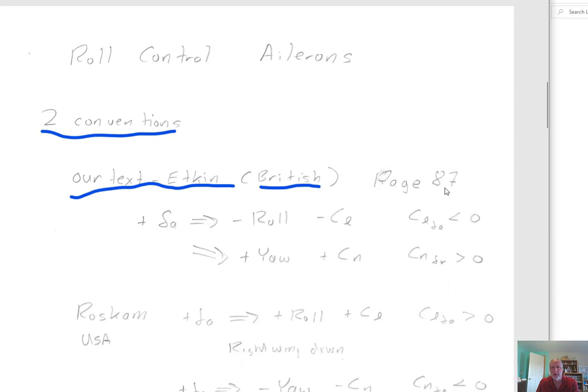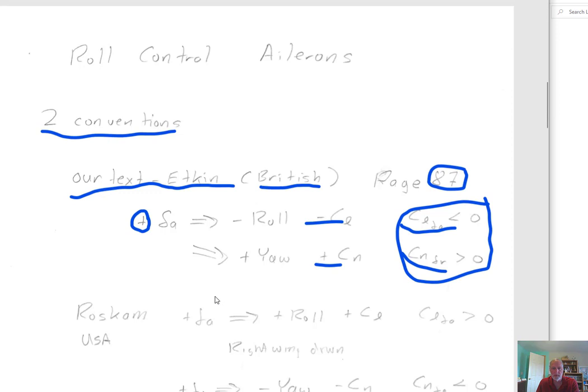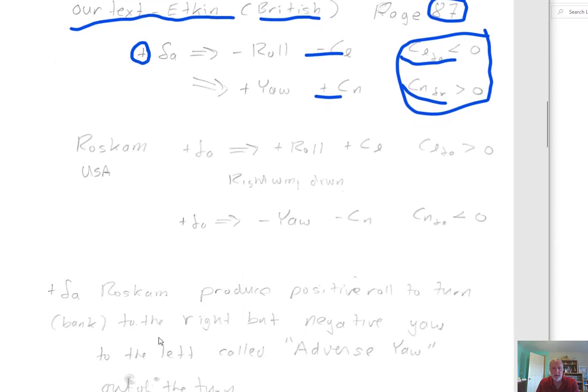So here, this is what's shown on page 87 in your textbook. Positive aileron produces a negative rolling moment and a positive yaw. So that means it will bank to the left and yaw to the right. So the derivatives CL delta A is negative and CN delta A is positive. And of course, these are flipped if we're using the Roskam convention, which is down here.